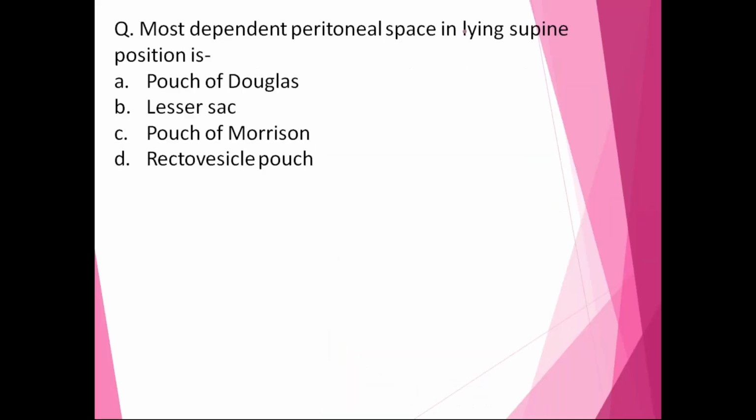So will you answer this question? This is the most dependent peritoneal space in the lying supine position. Pouch of Douglas or Pouch of Morrison? Pouch of Morrison is the correct answer. Actually, in sitting and standing position, the most dependent peritoneal space is the Pouch of Douglas. Okay.